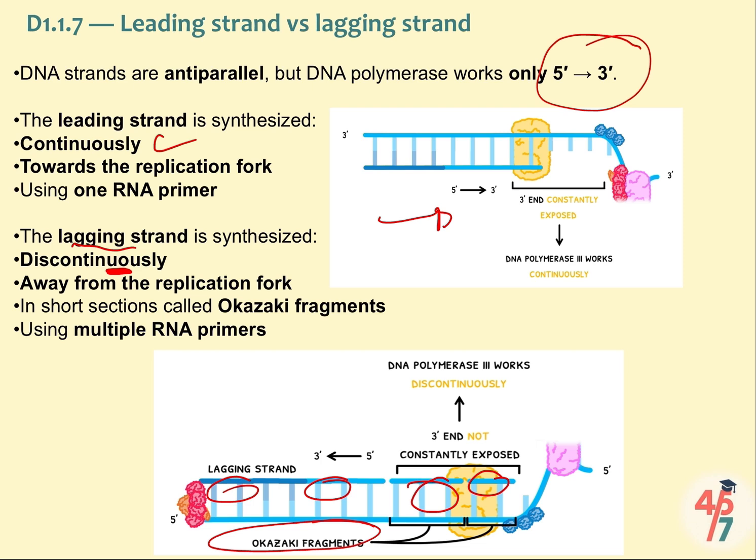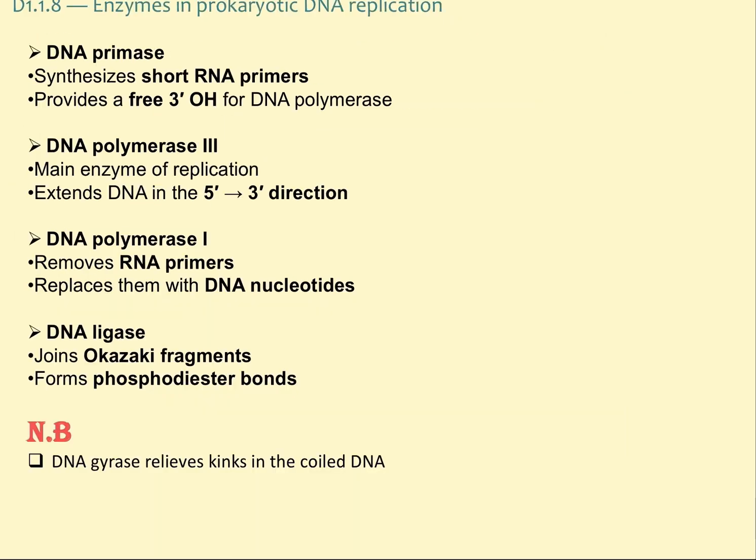Okay, so on the leading strand, the 3' end is always exposed so that DNA polymerase 3 can work continuously without stoppage. But on the lagging strand, the 3' end is not constantly exposed. You're going away from the replication fork, so it works discontinuously, making Okazaki fragments.